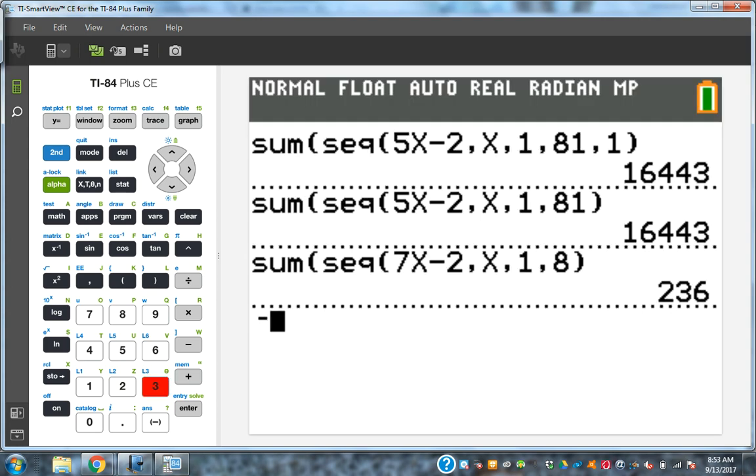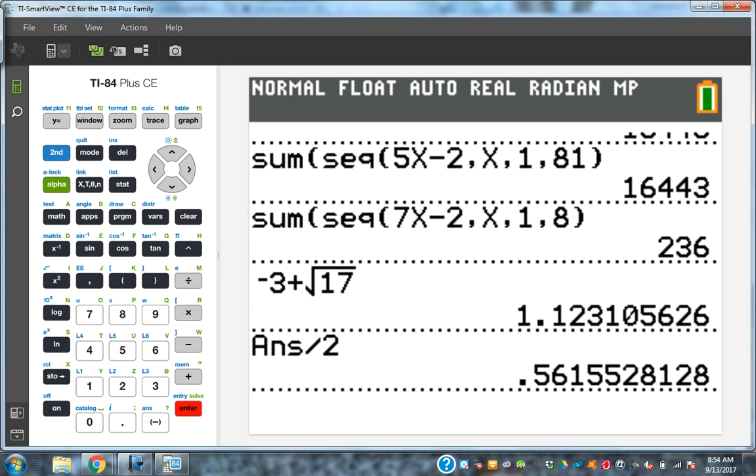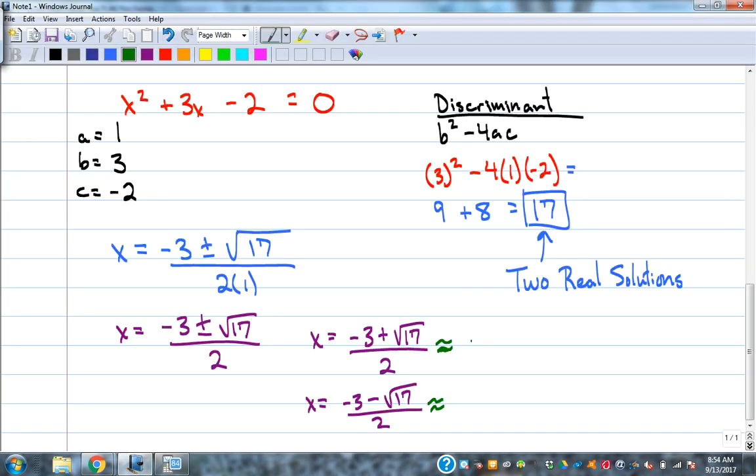So negative 3 plus the square root of 17, 1.123 divided by 2. And I'm going to round to 2 decimal places, to the nearest hundredths place. So look at the 1. Does it make the 6 stay the same or go up? Stay the same. What does it have to be if it makes it go up? A 5 or bigger. Remember your rounding rules there. So the decimal approximation for that would be 0.56. There's one answer.